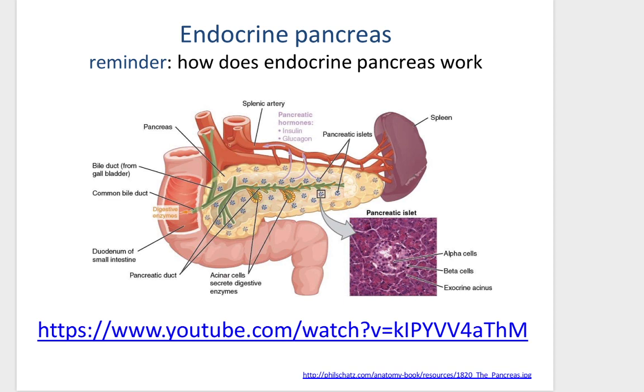And now we start the second part of our lecture. It is a lecture connected with the endocrine pancreas and disturbances of its function. And here you see a picture reminding of the anatomy and physiology of the pancreas in general and the endocrine pancreas specifically.